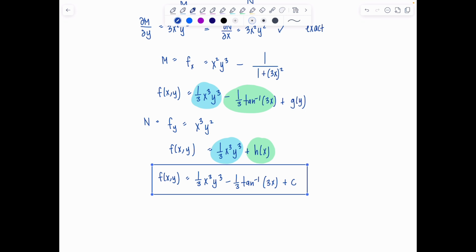I mean, this is the form that you write it in when you're in Calc 3 and you're finding the potential function. So you have a little bit of options. Okay.